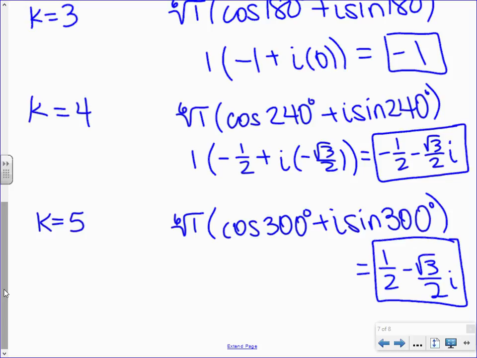Okay. Really, all you need that formula for is at least the first root, and then from there you can use patterns of symmetry. Okay? If you want to use the formula the whole time, you go for it, but it is okay after you find that first root to look at some symmetry with the angles.